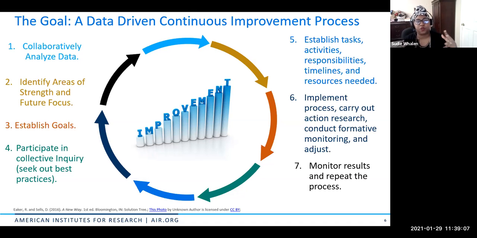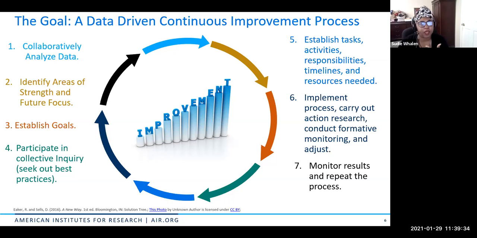I just want to go over briefly before we go into what more we're going to talk about, what this really means. First, we collaborate and we analyze the data. We decide, what data do we have? Where are the gaps? How can we be improved? Then we identify our areas of strength and future focus. So when we look at our areas of strength, we look at what we're doing really, really well, and we take time to celebrate the small wins.